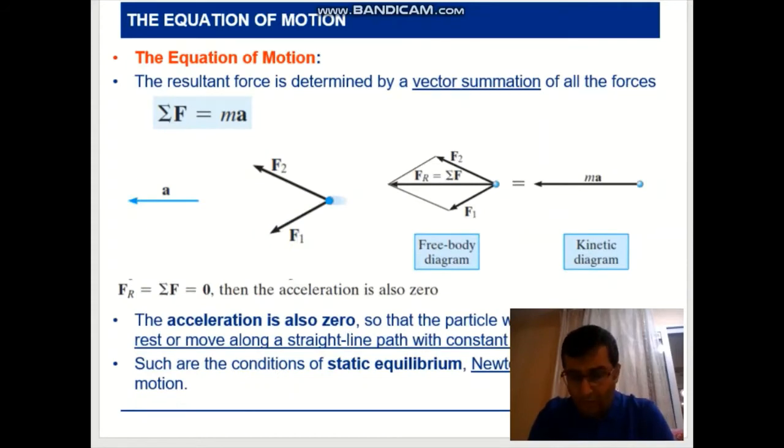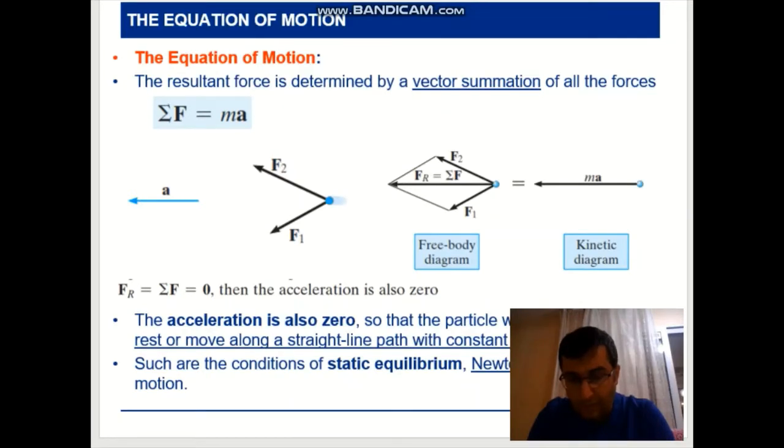The equation of motion, I will just briefly state it here. If we have two different or three different or multiple forces acting on a particle, as here in the blue dot, we need to make it a component, and then we need to find the resultant force. So we need to make a free body diagram and then find the resultant force.